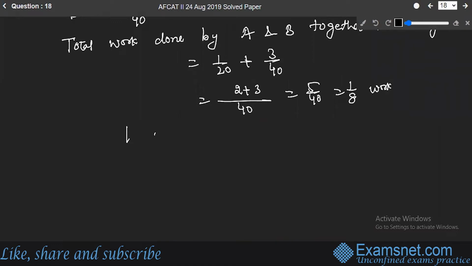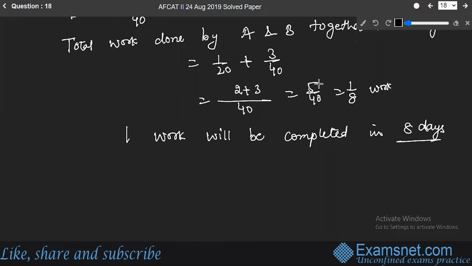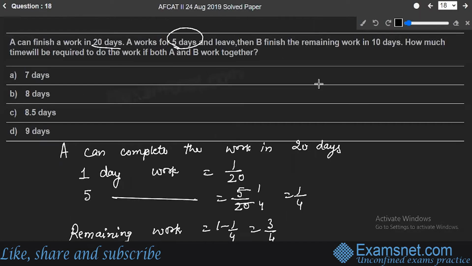So one work will be completed in 8 days. So let's check out the options. This is your answer. Option B is the correct answer to the question. So let's move to the next question now.